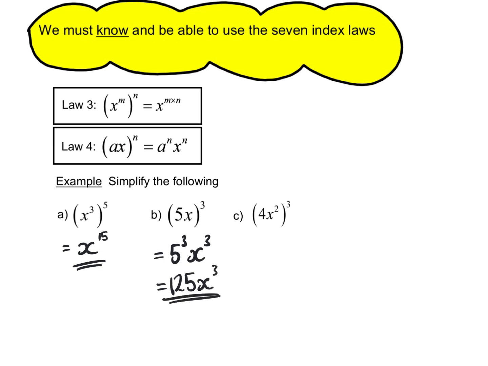The next one is a bit of a combination of both of those rules. So again, we have a product in here, so 4 times, and then it's multiplying the x squared, and we've got a power of that. So that 3 is going to come down onto the 4, and that 3 is also going to cube the x squared.